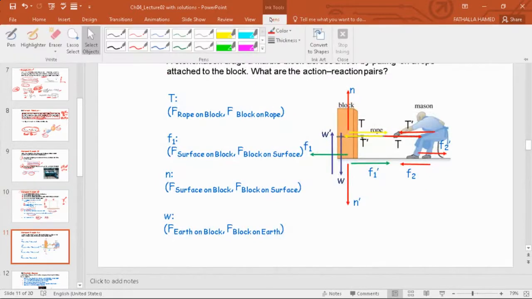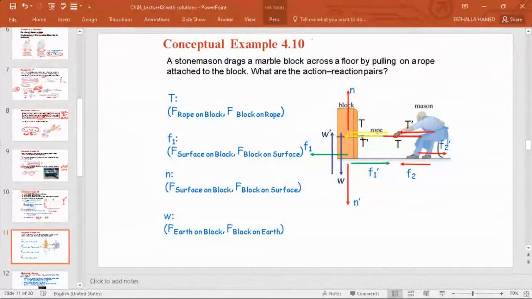Now, here is another example just to show you these effects of action, reaction, and so on. A stonemason drags a marble block across a floor by pulling on a rope attached to the block. What are the action-reaction pairs?